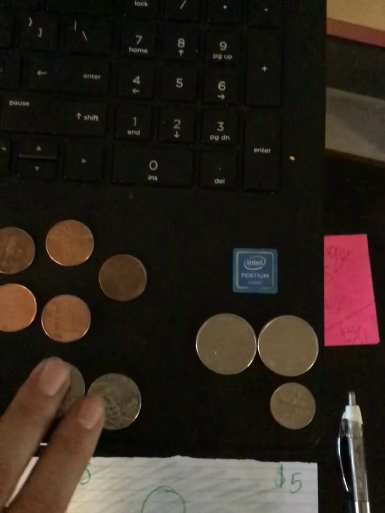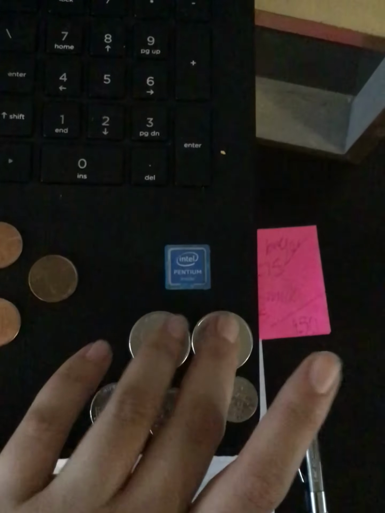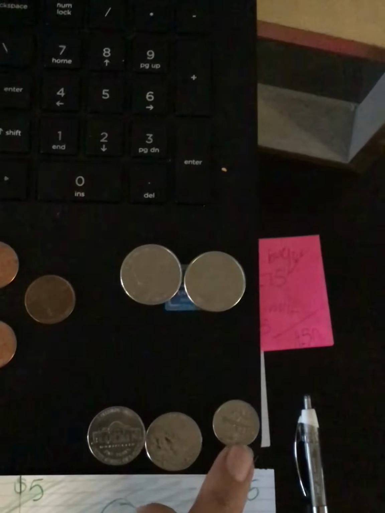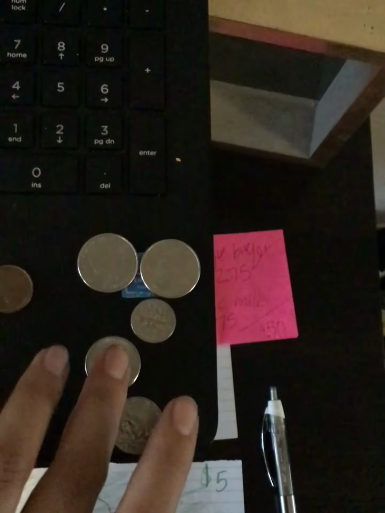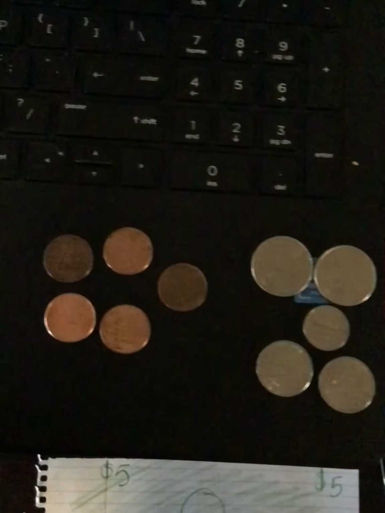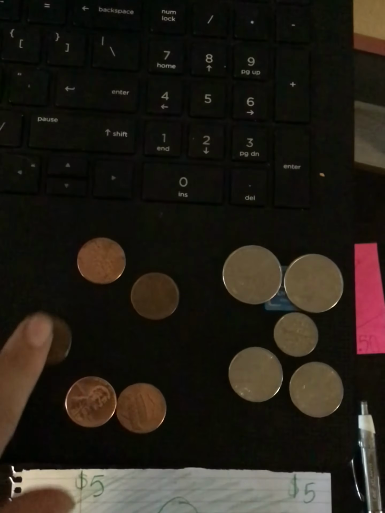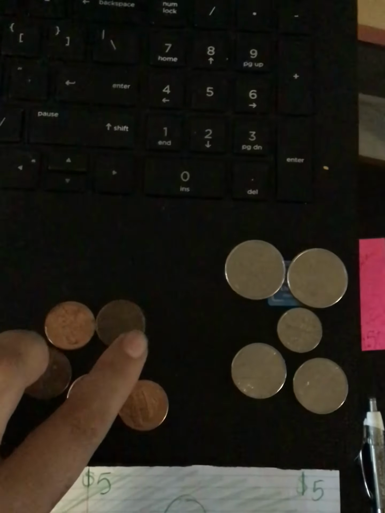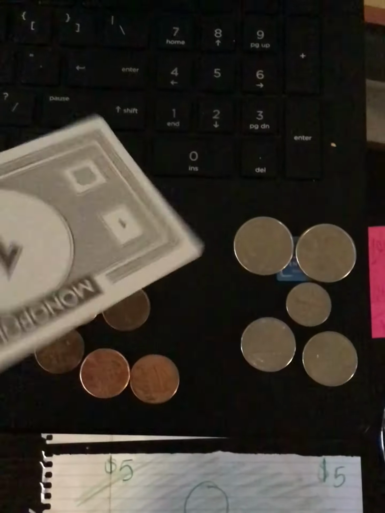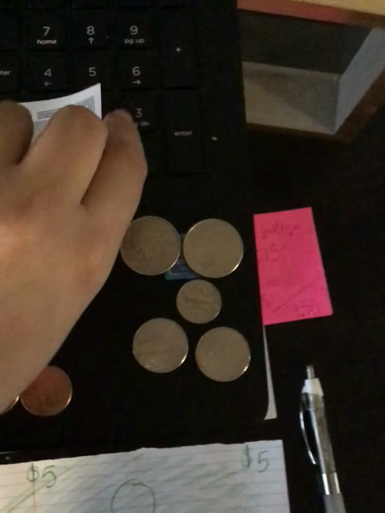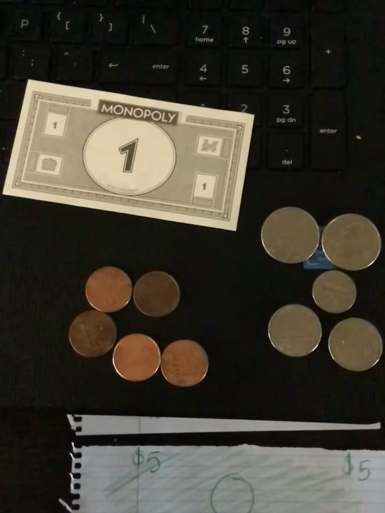I've got 2 nickels, which is 5, 10, another 10 cents. So far we have 50, 60, 65, 70, and 71, 2, 3, 4, 5. And where's my dollar bill at? Here's my dollar bill. So there's another $1.75 for my chocolate milk.